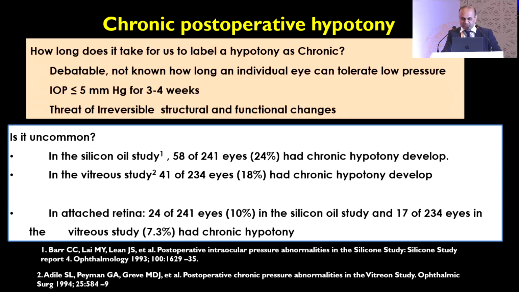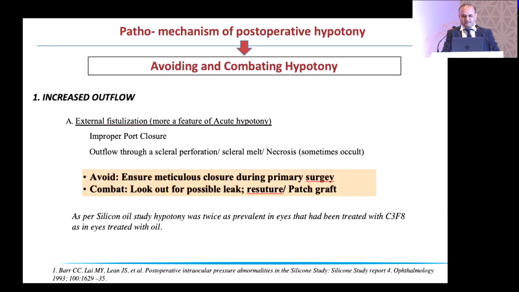And how common is that? In the Silicone Oil Study, they found that around 24% of eyes had chronic hypotony, and another study, the Vitreous Study, showed around 18%. So chronic hypotony does tend to occur, and we need to understand why. Now, what is the pathogenesis behind a postoperative hypotony?